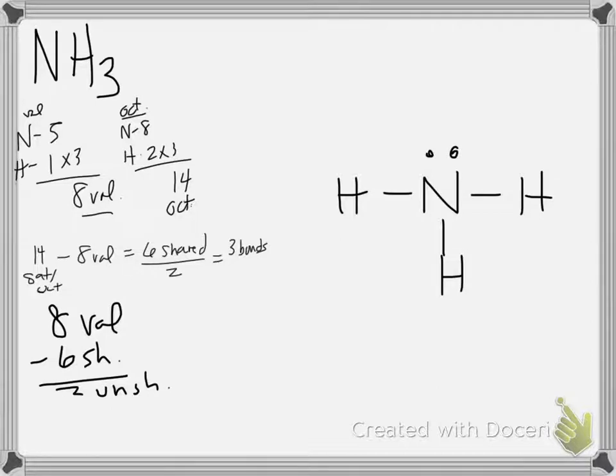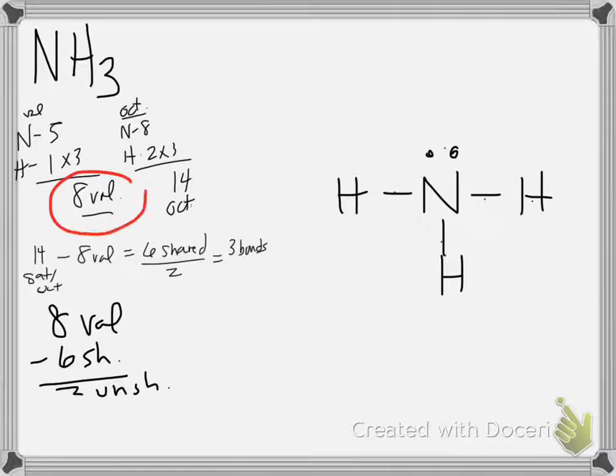And let's check to see if everyone's satisfied here. How many does nitrogen want? 8. 2, 4, 6, 8. Nitrogen's happy. How many does hydrogen want? 2. I saw people who put unshared pairs on hydrogen. That can never happen. Hydrogen cannot handle more than 2 electrons. You will never, ever, ever see unshared electrons on hydrogen. When will you see unshared electrons on hydrogen? You won't! Doesn't happen.